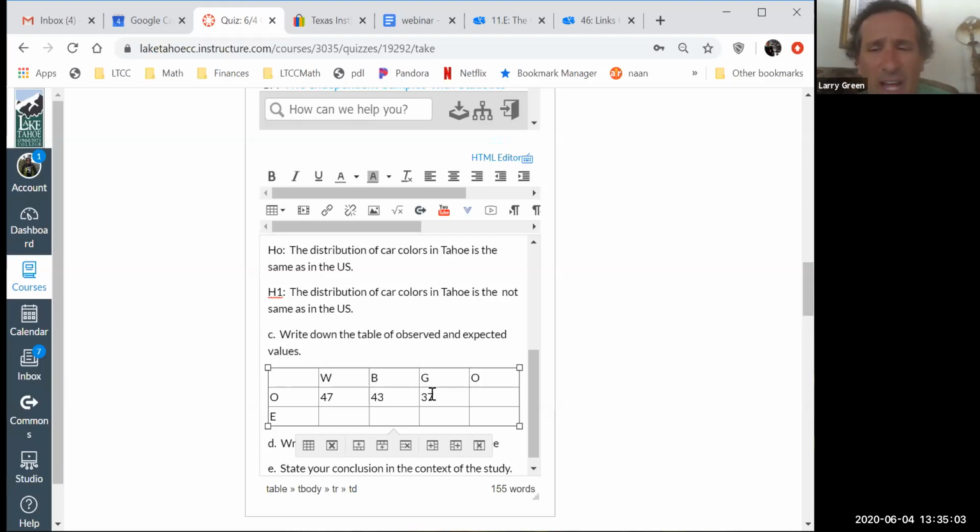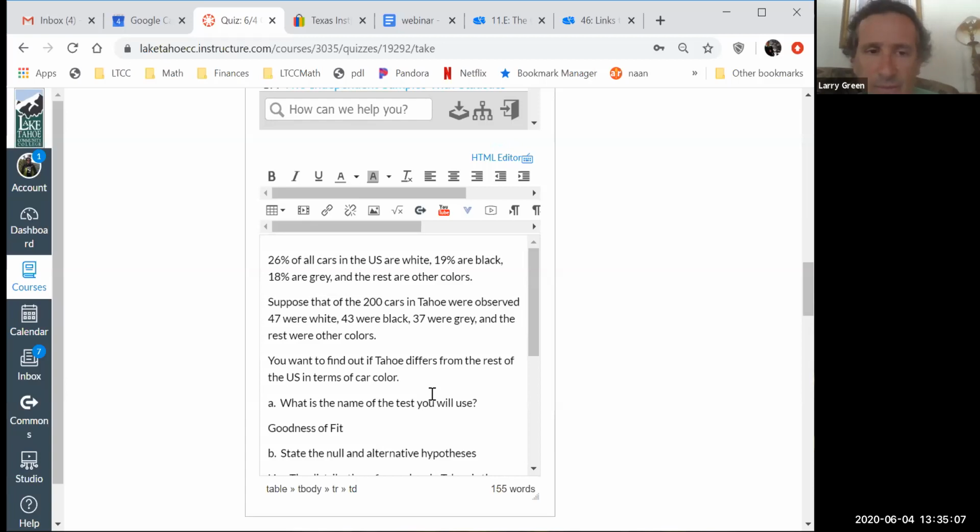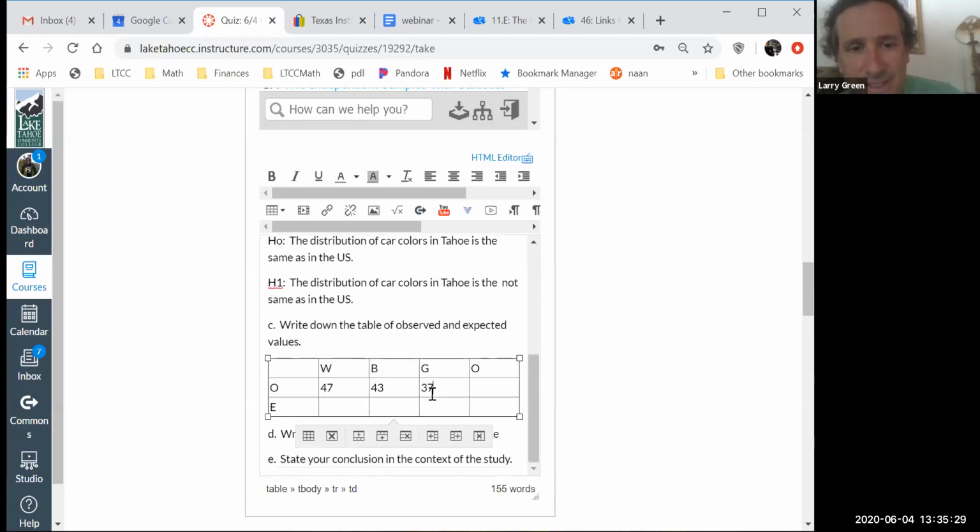How do I figure out other? How do I come up with how many others there are? By adding up what you have and subtracting. Yeah, so we're going to take 200 minus the sum of the rest. So 47 and 43 is 90. 90 and 37 is 127. That gives us 73 left. Any questions on that?